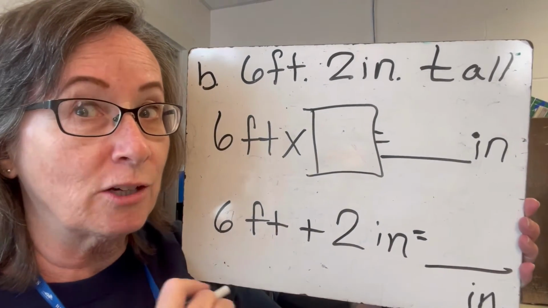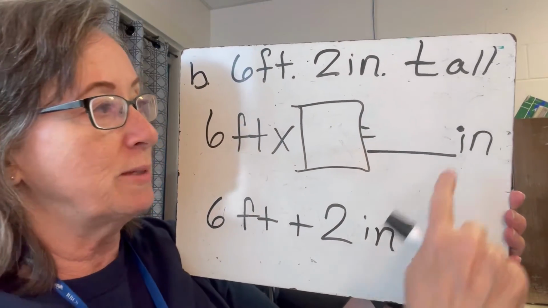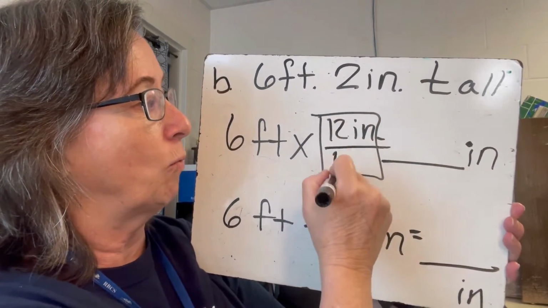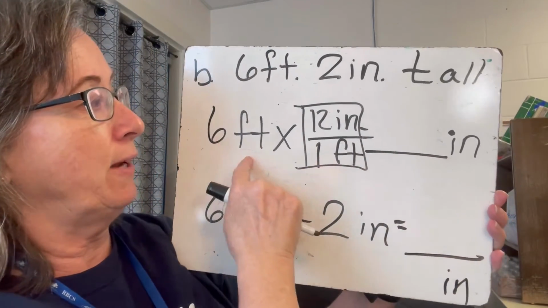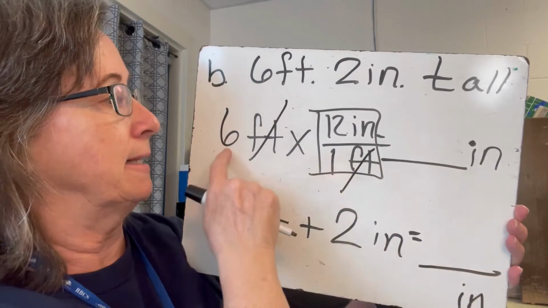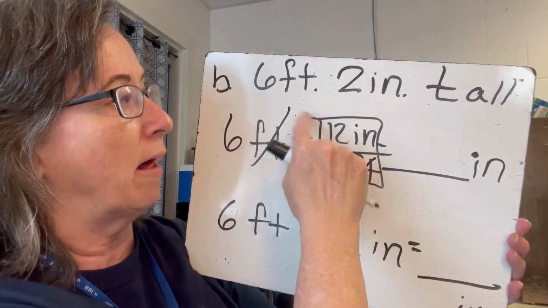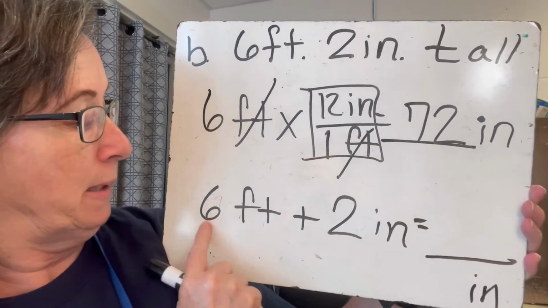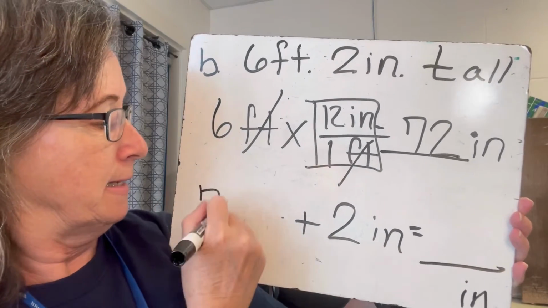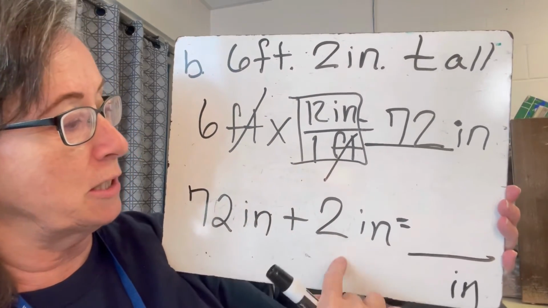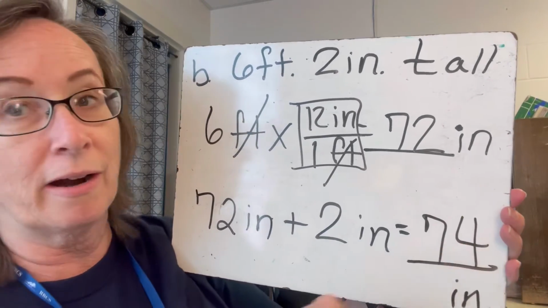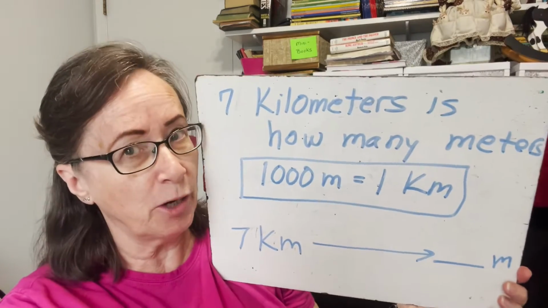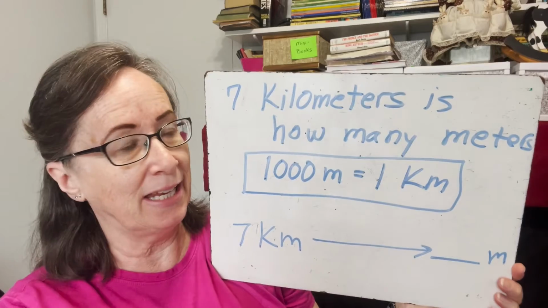Now, I know that there are 12 inches in 1 foot. So since I'm trying to go to inches, I'm going to put inches on the top. And 12 is 1 foot. 6 feet, 1 foot. Feet cancels feet. 6 divided by 1 is 6 times 12. 6 times 12 is 72. Now 72 inches is going to replace 6 feet, 72 inches. 72 inches plus 2 inches is 74 inches tall. All right, so the last practice problem. Now, I hope you're reading these practice problems in your book.